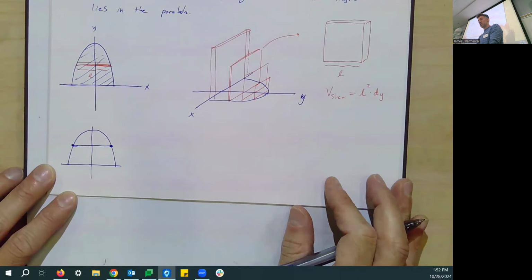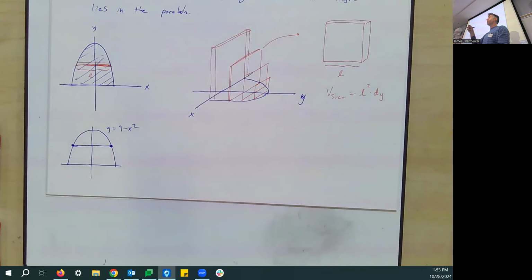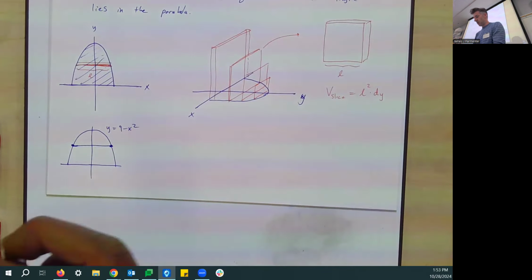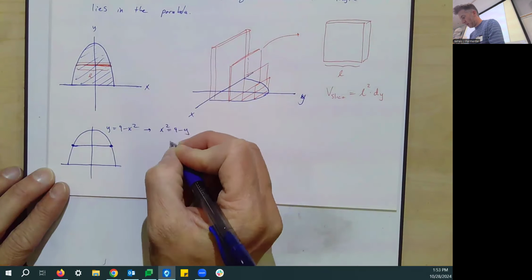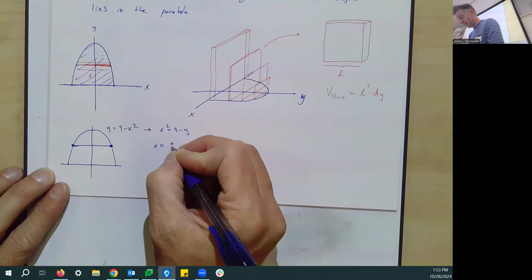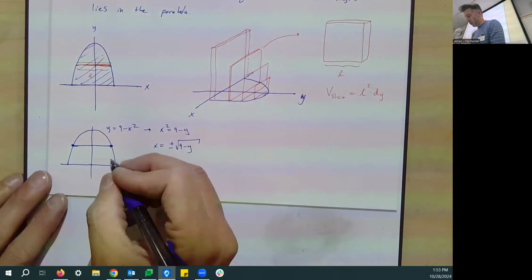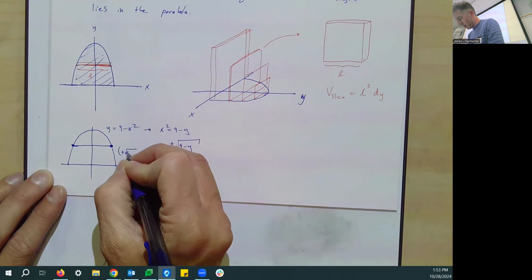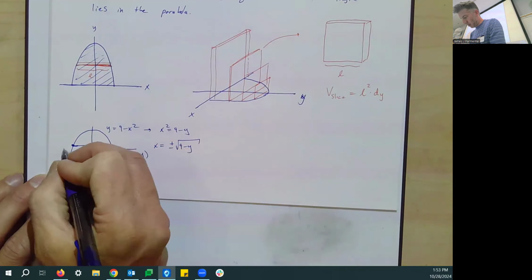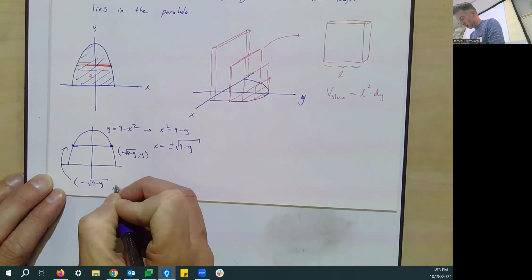So, I know this function is y equals 9 minus x squared. I want things in terms of y, which means I better solve for x in terms of y. So what I really want to have here is x squared equals 9 minus y, x equal to plus or minus the square root of 9 minus y. The right-hand point is the positive square root of 9 minus y, comma y. The left-hand point is the negative square root of 9 minus y, comma y.